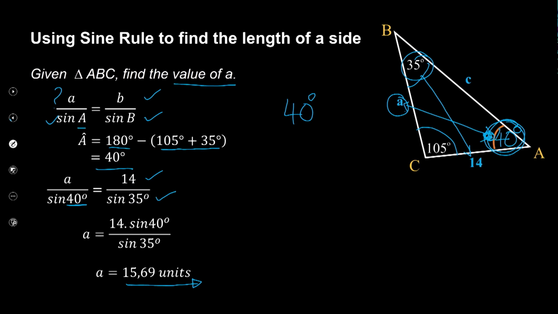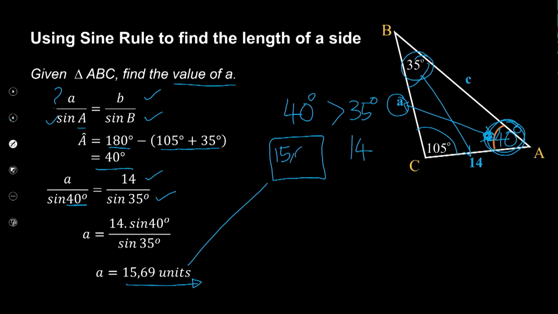And 40 degrees is greater than 35 degrees. And the side across 35 degrees was 14 units. So we need to check that the answer we found now is greater than 14. And if you look at our answer from here, 15,69 is greater than 14, which means our answers do make sense.